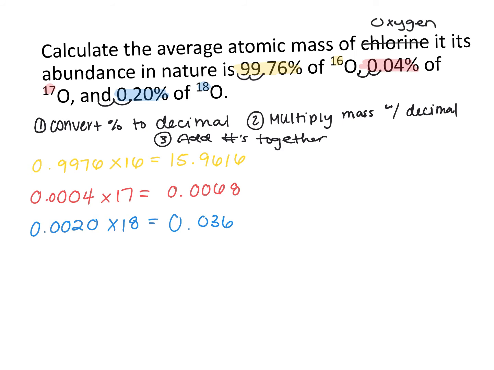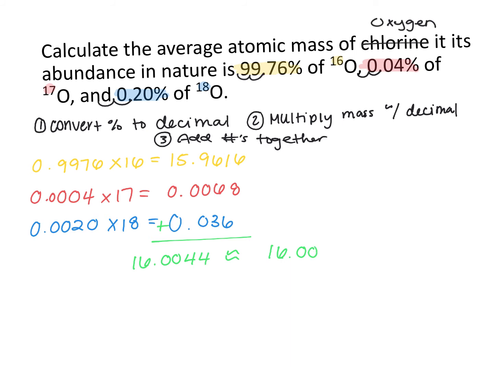So I'm going to take my 15.9616 plus 0.0068 plus 0.036. I roughly get 16.0044. If I were to round that to 2 decimals, I would get 16.00.